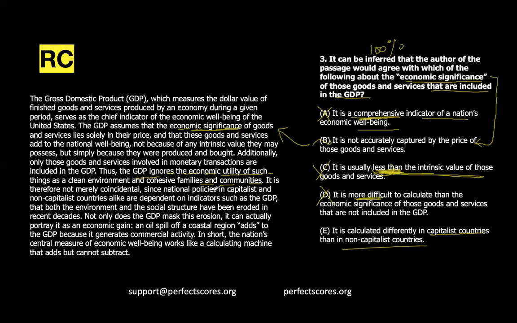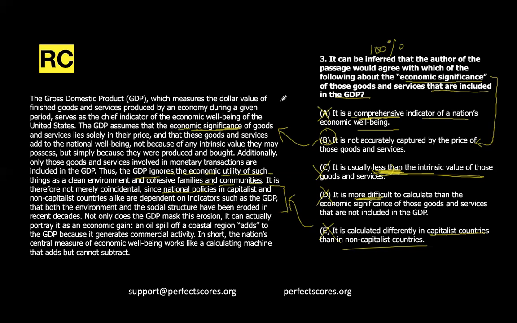It is calculated differently in capitalist and non-capitalist countries. Do you really know that? It's not given. The calculation method is not given. So E is eliminated. Although they both use GDP, we don't know if the method is the same or not. So it is B, because the author of the passage is also trying to say the same thing: the economic significance cannot be captured by the price. It has to go beyond price. So B is the answer.